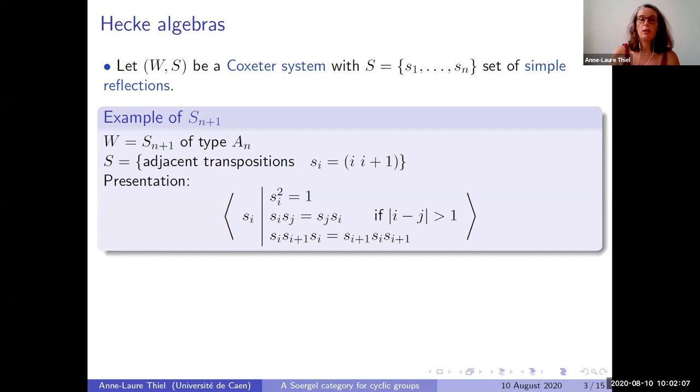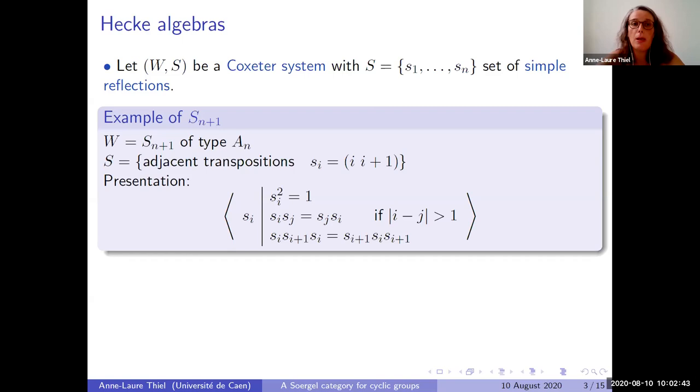So let's start basic with a Coxeter system (W, S), with S a set of simple reflections. Since we want to generalize all Soergel's story to the cyclic case, the examples of the classical story I will give you are very basic: type A_n, meaning symmetric group, and even more basic, type A_1, meaning the symmetric group S_2. If my Coxeter group is a symmetric group of type A_n, I have n plus one simple reflections, which are the adjacent transpositions.